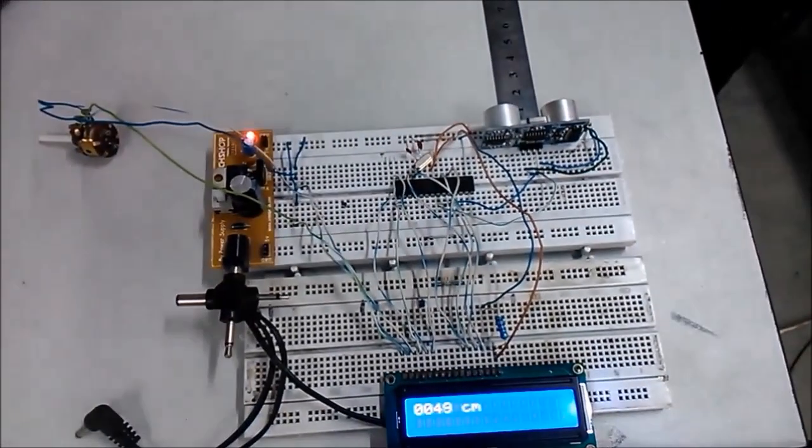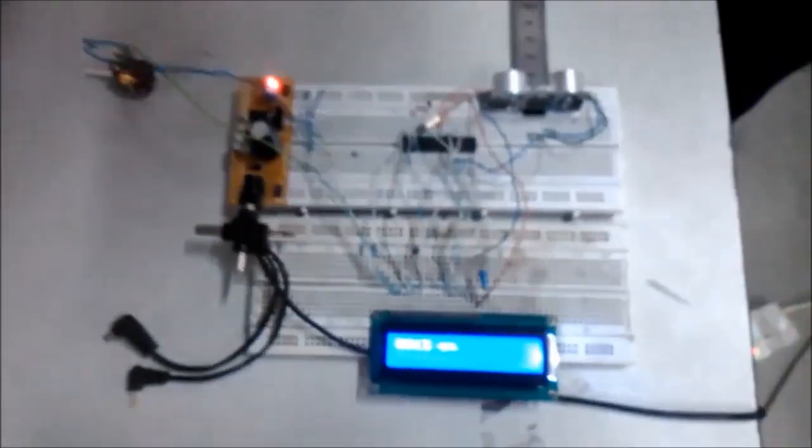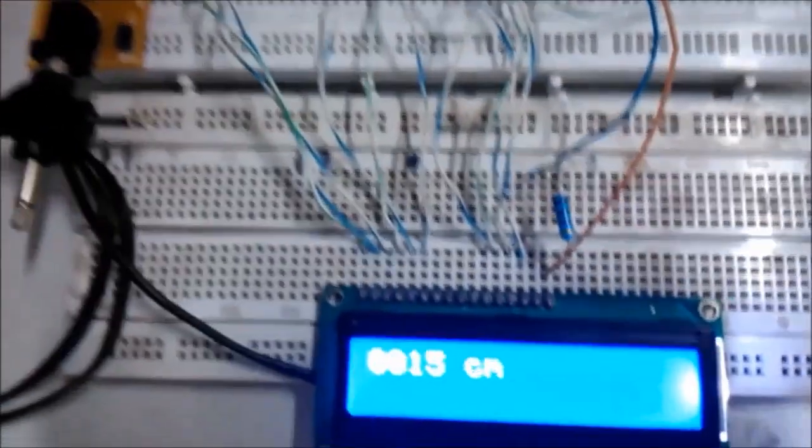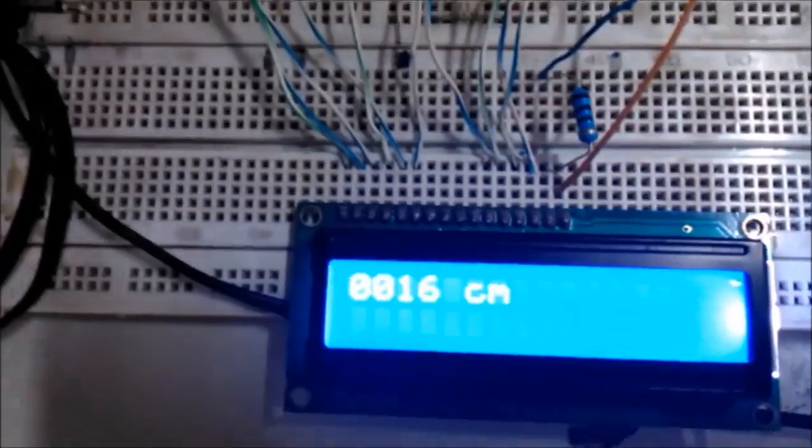Here we are placing my hand, actually no other such object is available right now. So here we can see on the ruler that the distance is 14 centimeters. Here you can see that it is 14 centimeters.